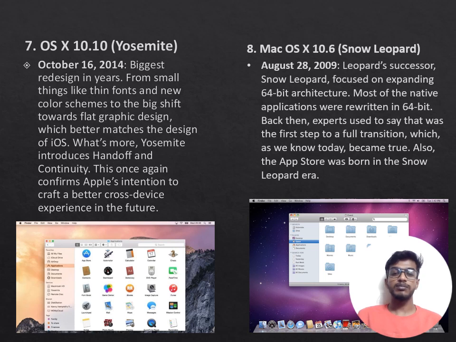Mac OS X 10.6 Snow Leopard. It was released on August 28, 2009. Leopard's successor, Snow Leopard, focused on expanding 64-bit architecture. Most of the native applications were rewritten in 64-bit back then. Experts used to say that was the first step of the full transition, which we know today, and it became true. The App Store was born in the Snow Leopard era.